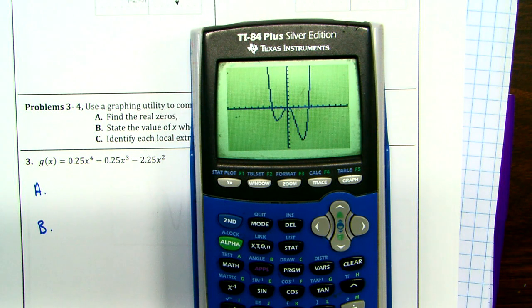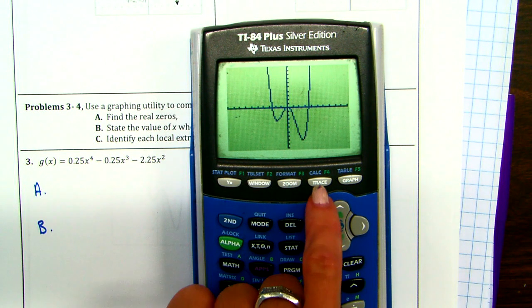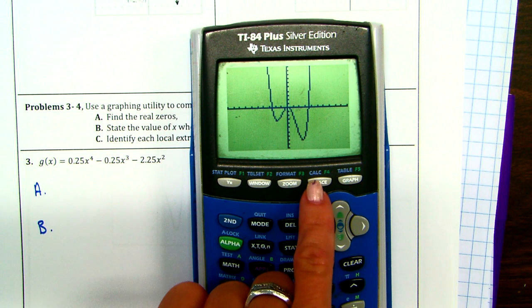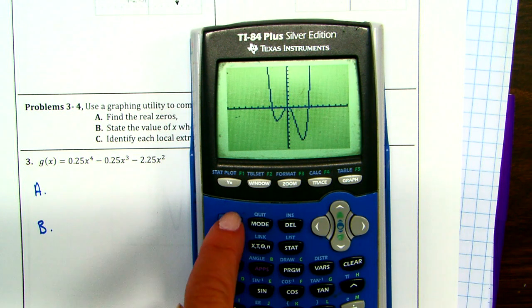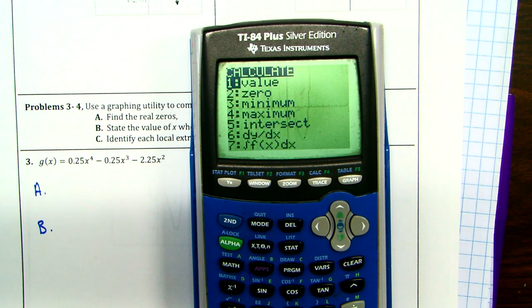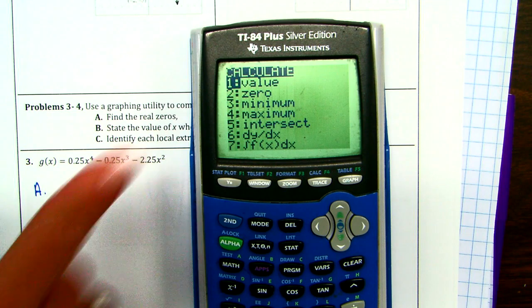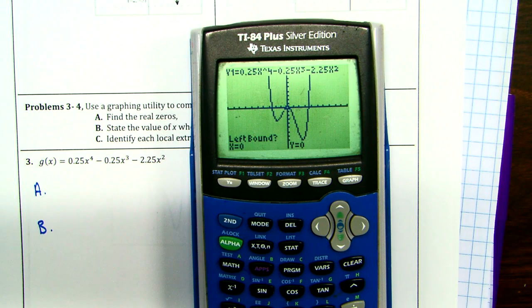Watch. So above the word trace is calc in blue. That means calculate. Since it's in blue, we're going to hit second. So second, calc, and you get a whole menu. We want the zeros. So you can either arrow to 0 or just hit 2, since there's a 2 next to it. Okay? And you should have on your screen something that says left bound.